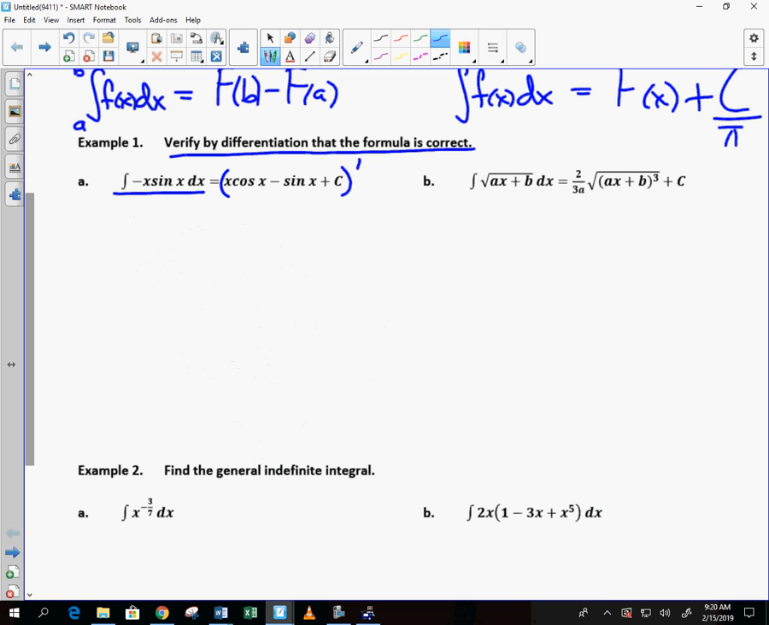So we have x cosine of x minus sine of x plus a constant, we are going to take the derivative of that. How do I take the derivative of x times the cosine of x? Product rule. What's the derivative of x? Times cosine of x. Plus x times, what's the derivative of cosine? Negative sine of x.